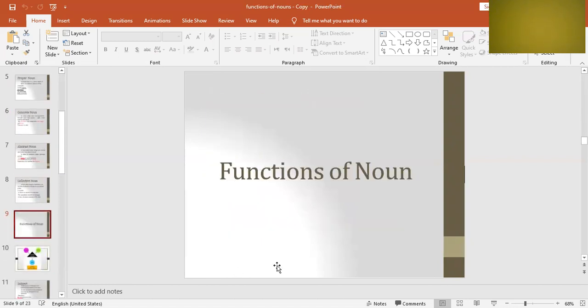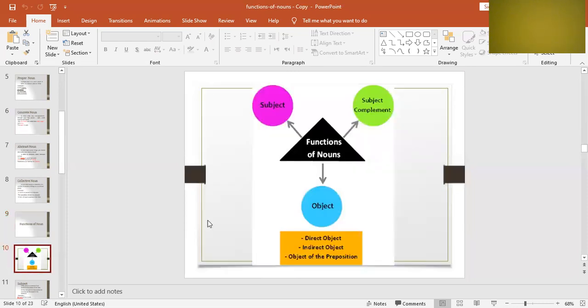Now let's come to the functions of nouns. Nouns have two main functions which are branched into others. Nouns can function as subject or object, but even subject or object can be explained in other ideas. Now look at this picture.